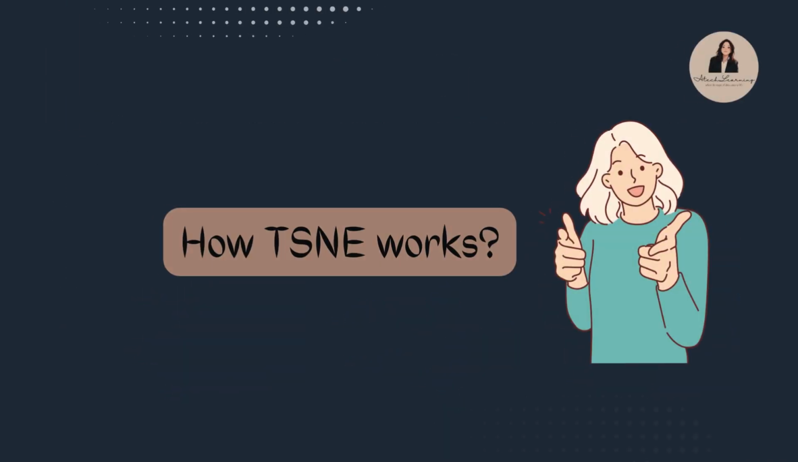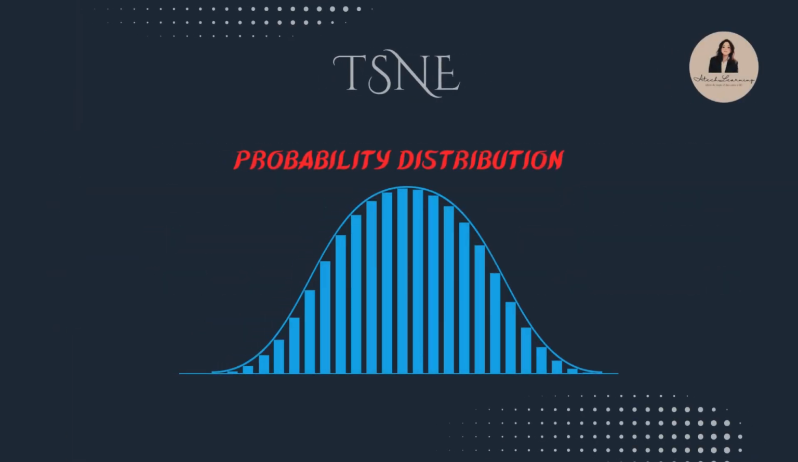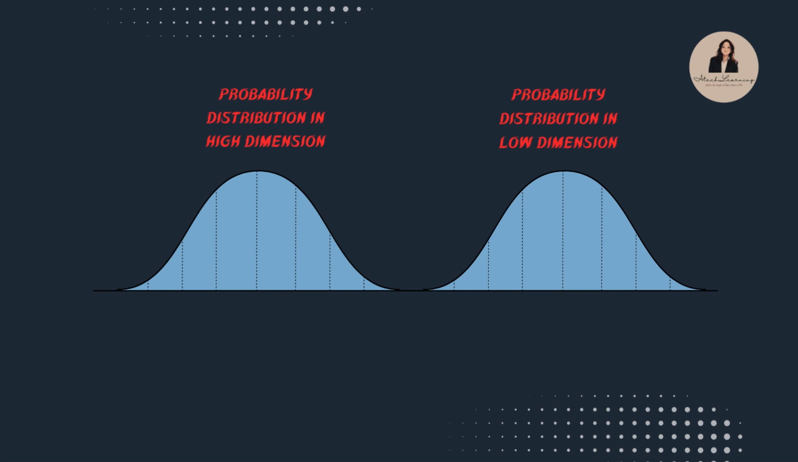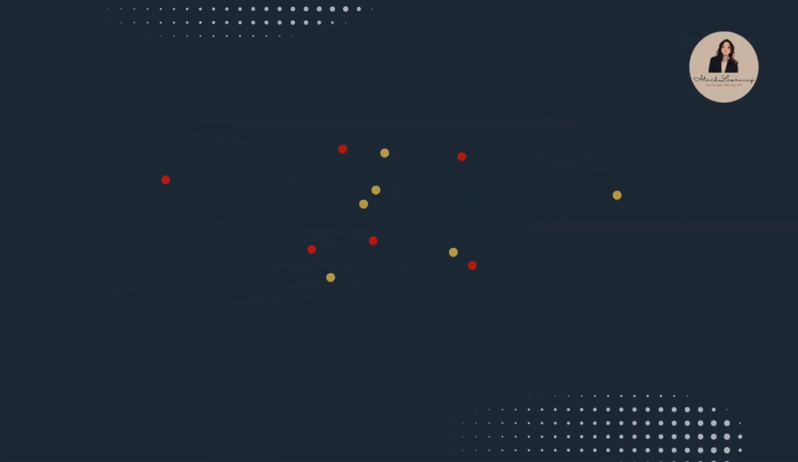Now let's understand how t-SNE works. t-SNE works by calculating the similarity between data points in high dimensional space and then trying to map those similarities in the lower dimension space. It does this using probability distributions. The algorithm tries to minimize the difference between these distributions, effectively pulling similar points together and pushing dissimilar points apart.